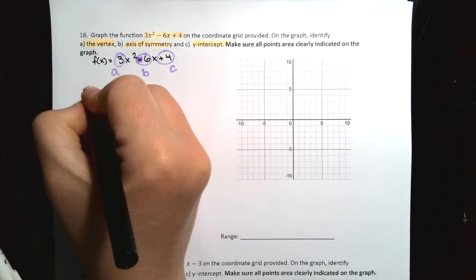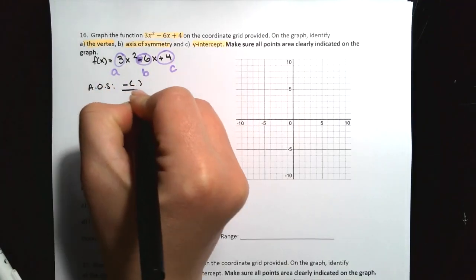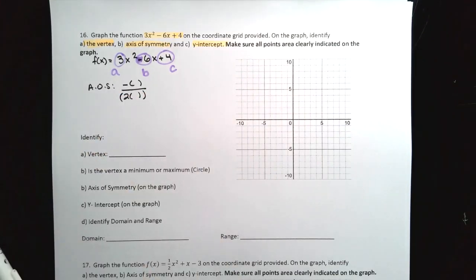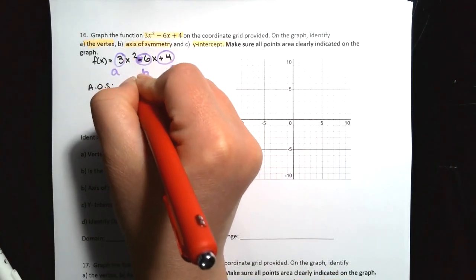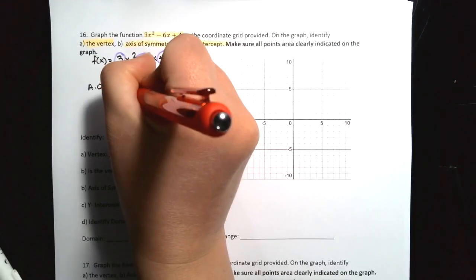axis of symmetry formula, which is -b over 2a. Remember, extra parentheses in the denominator. And you want to open up parentheses for negative b. So negative 6 goes here inside. We do end up having a double negative. And then for a, we have a 3.